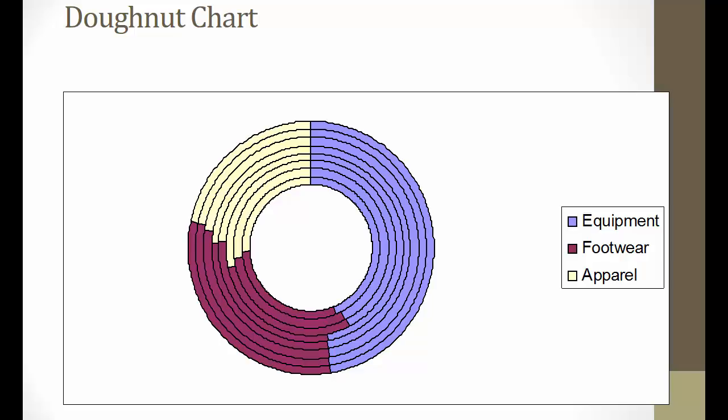But on this picture, each ring within the doughnut represents one year. And starting from inside out is from year 2000 to year 2007. So you can see at each year how these different categories contributed to the sales for that year and overall.